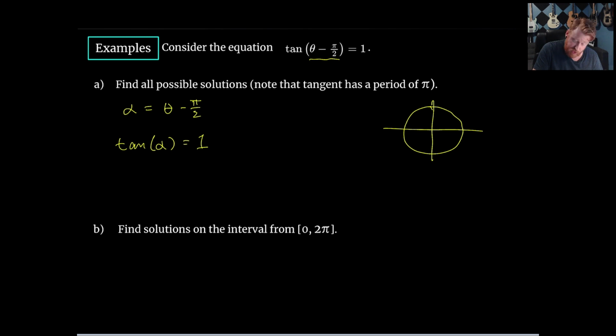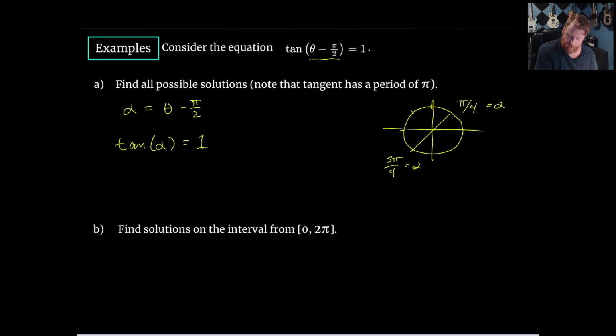And there's going to be 2 values that do this for us here. There's going to be this value here at pi over 4. Tangent is positive in the first quadrant, and it's also positive in the third quadrant. So that's not exactly straight, but that's a little bit better. So over here at, what is this? That's pi over 4, 2 pi over 4, 3 pi over 4, 4 pi over 4. This is 5 pi over 4.